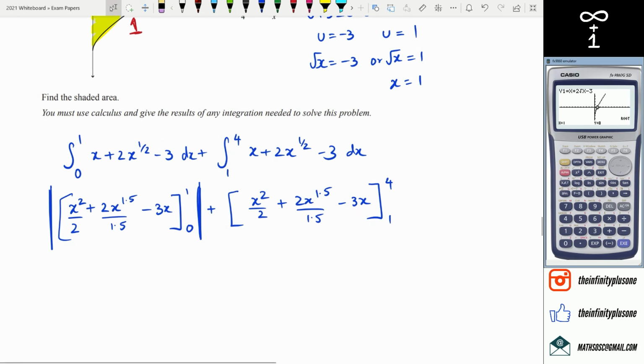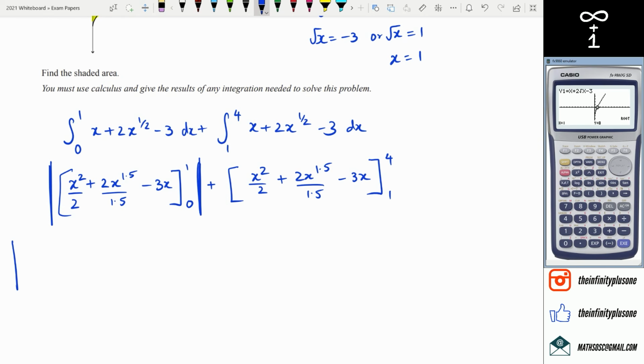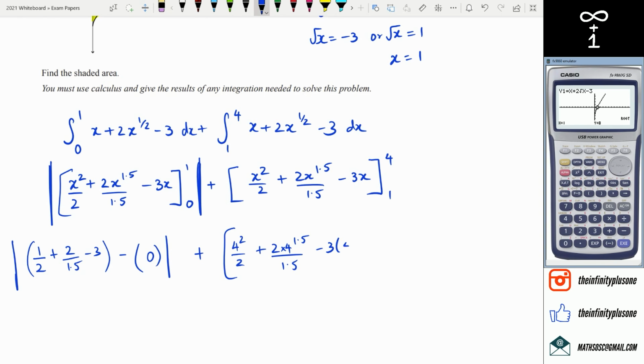Okay, so the next thing is substituting all your values in here. So we're going to get the absolute value. First I've got 1 squared, which is 1 over 2, plus 1 to the power of 1.5 is just 1, minus 3, so that's all of it for 1, minus 0, so that's going to be 0 squared over 2, which is 0. I don't really need to worry about it as much. That's the absolute value, plus I've got now 4 squared over 2, plus 2 times 4 to the power of 1.5 over 1.5, minus 3 times 4, and of course I've got to subtract all the 1's from there.